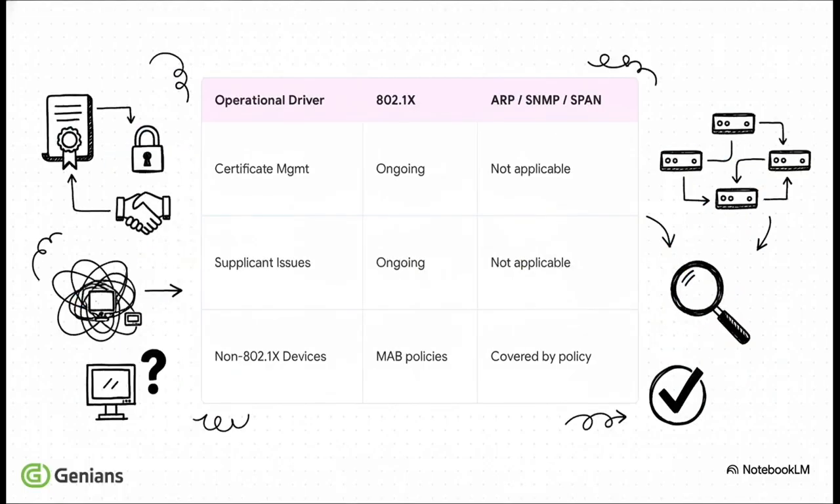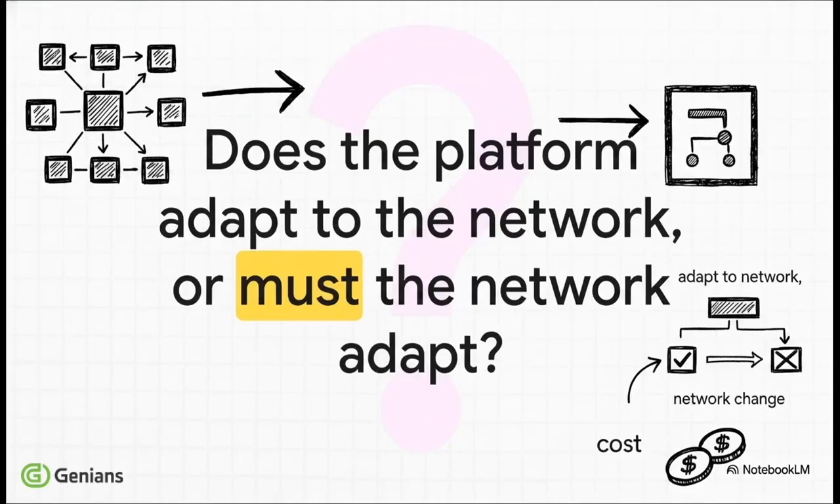And these are the ongoing operational costs which accumulate over the life cycle of the deployment. For 802.1x environments, these costs include certificate management, dealing with supplicant issues, and maintaining per-device MAB policies. For environments using ARP, SNMP, or SPAN, those specific operational drivers are not applicable. So, the final takeaway is a question of architecture and the direct impact it has on deployment outcomes and total cost. Does the platform adapt to the network, or must the network adapt to the platform?